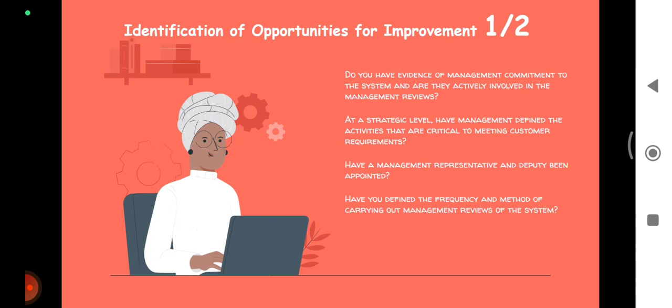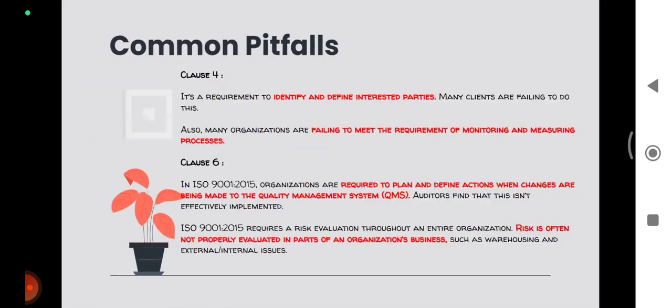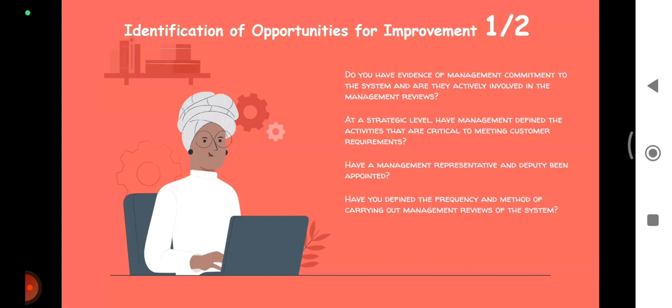At a strategic level, have they defined the activities that are critical to meeting the customer requirements? So these are the opportunities for improvement under planning. And this is what you are going to be doing as the lead implementer. The whole process of developing a formal system to manage these quality management activities is basically based on what? On these opportunities for improvement. Because what you have to do and what you have to achieve is already there. All you have to do is to determine which opportunities for improvement have been identified and implemented.